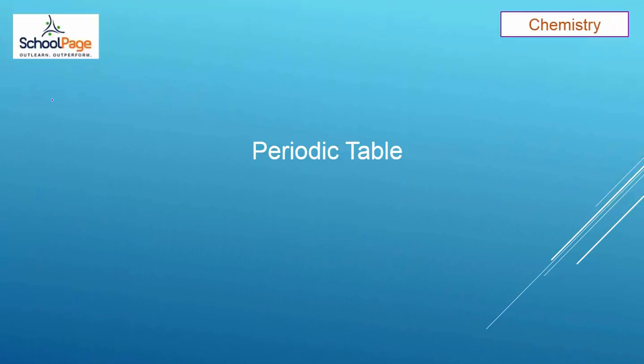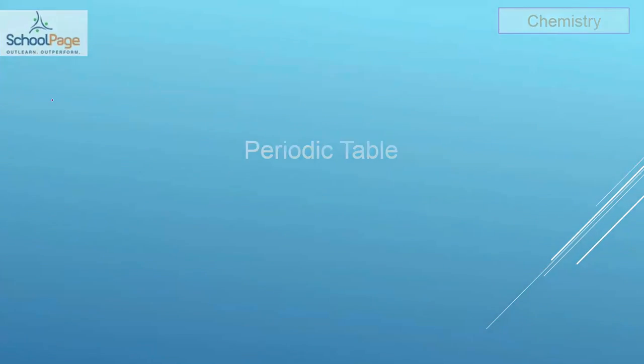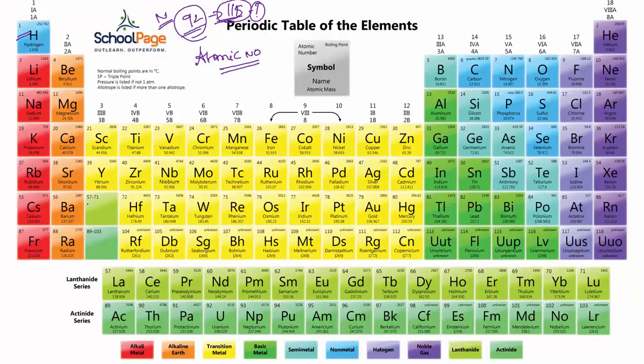Periodic table explained. The periodic table has 7 rows and 18 columns. When I say 7 rows, here are the 7 rows: 1, 2, 3, 4, 5, 6 and 7.